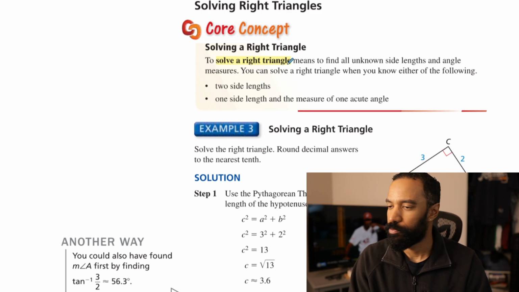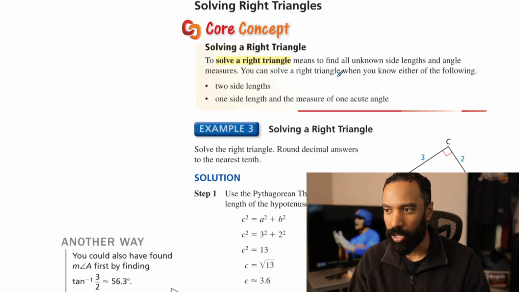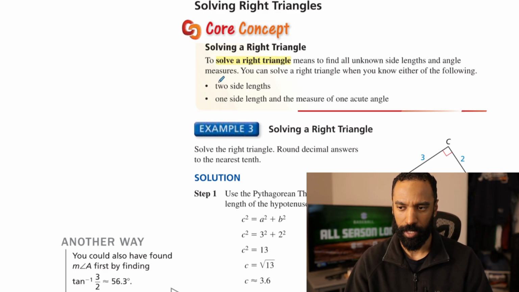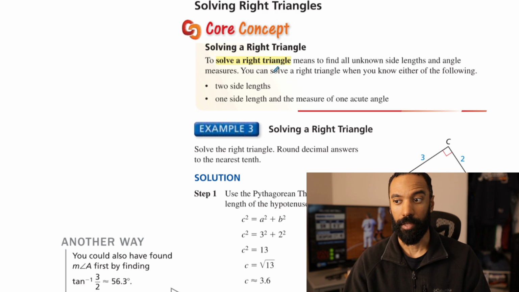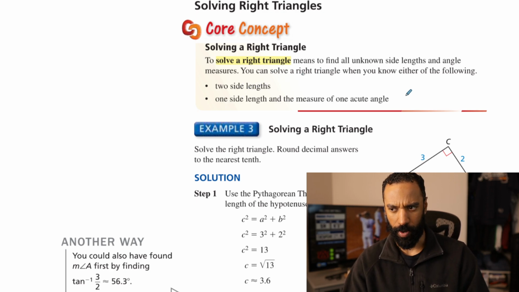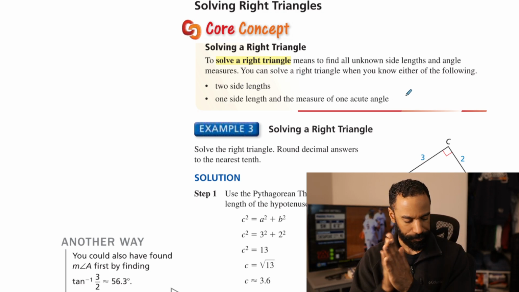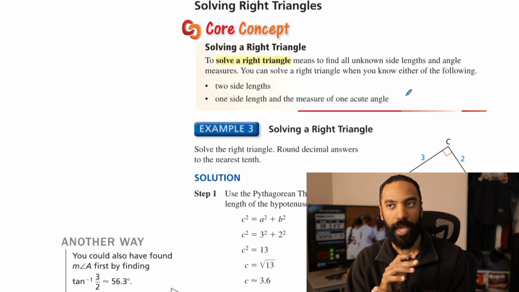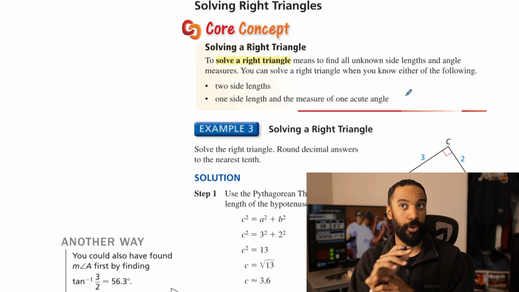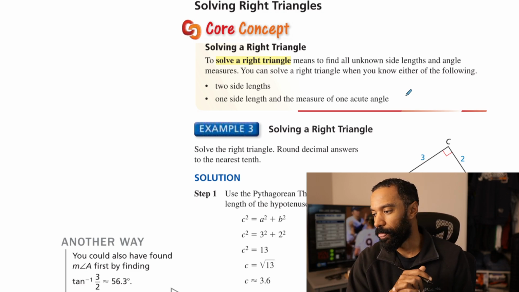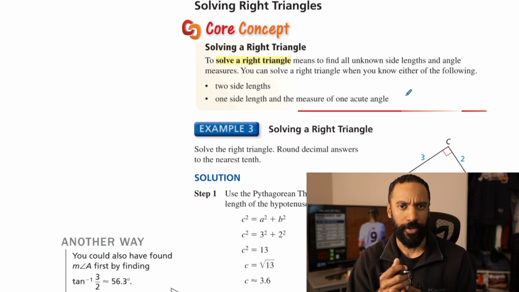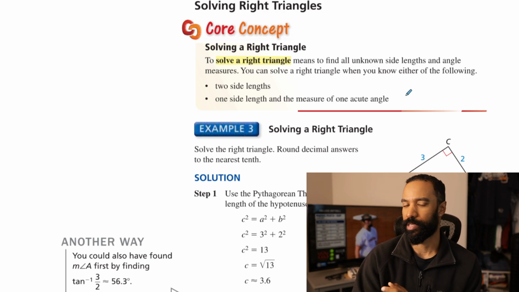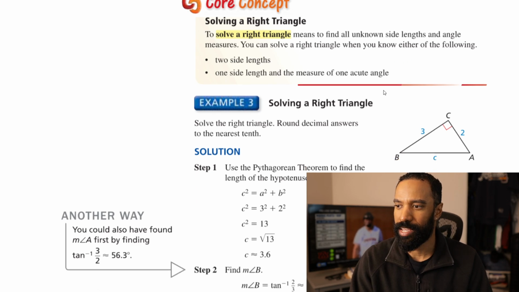Solving right triangles. To solve a right triangle means to find all unknown side lengths and angle measures. You can solve a right triangle when you know either of the following: two side lengths, or one side length and the measure of one acute angle. The reason for this is you can always find a third side using the Pythagorean theorem, and you can always find a second angle measure by knowing it's the complement of the other acute angle. So outside of anything else, we can use trig to find the rest of them. So we can use anything we want.